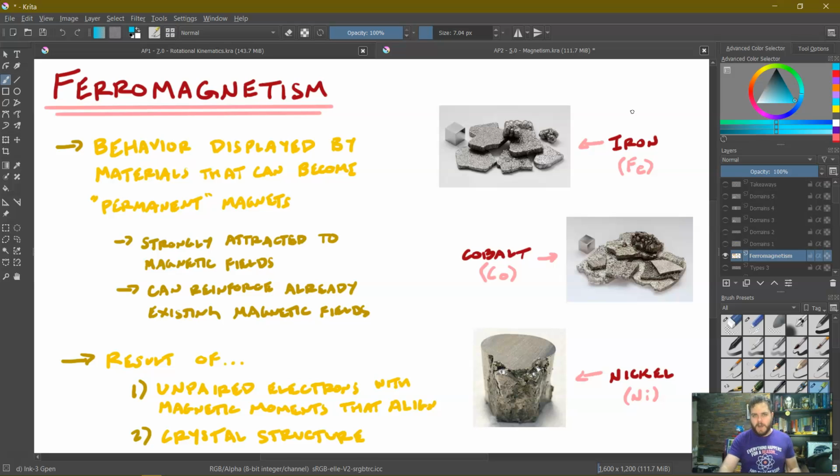And the three most common ferromagnetic materials are iron, cobalt, and nickel, and alloys of these. Now, there are some other more rare examples, particularly in the bottom of the periodic table, but these are the three that you're going to experience the most when we talk about ferromagnetic things.